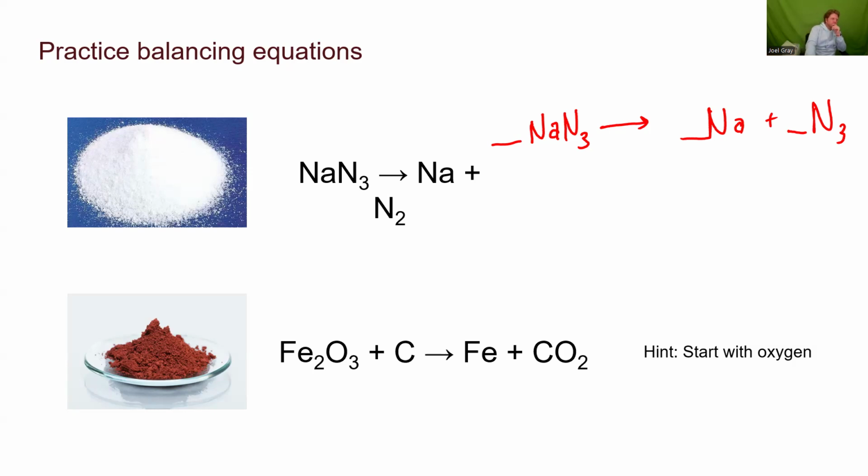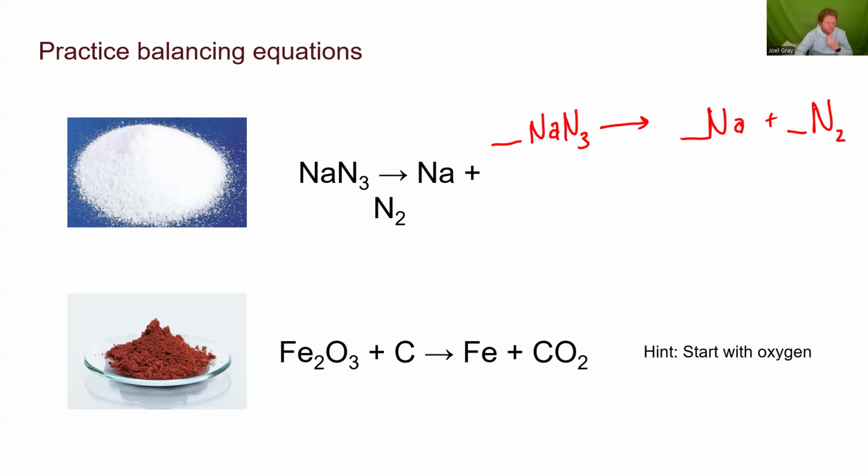NaN3. The first question to ask whenever you look at something like this is, how many sodiums do I have? I've got one sodium on each side of the reaction. So is there anything to do right now when it comes to balancing the sodiums? Nope, they're good to go. Let's see what else. Or sorry, I made a typo. NaN3 decomposes to Na plus N2. Are those balanced? They're not. So how do we do that?